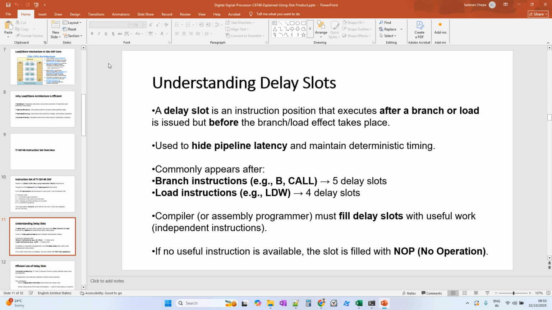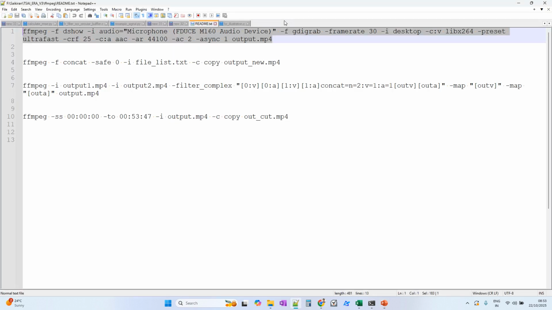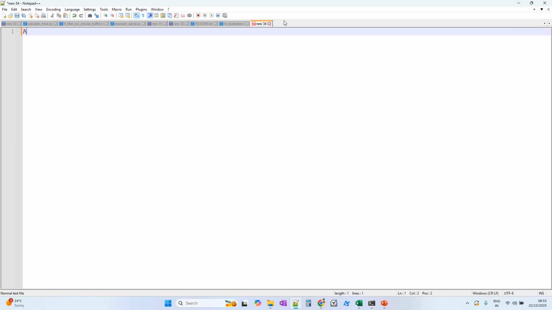Delay slot means each instruction's output will not be available in the next cycle itself. Like if you are writing add A1, A2, A3, the output will be there in the next instruction in the case of add. If you do multiply A1, A2, A3, the output will not be available in the next cycle, next instruction. It will be available after one cycle only. So what I meant to say is, if we do add A1 comma A2, these are the register names, A3.